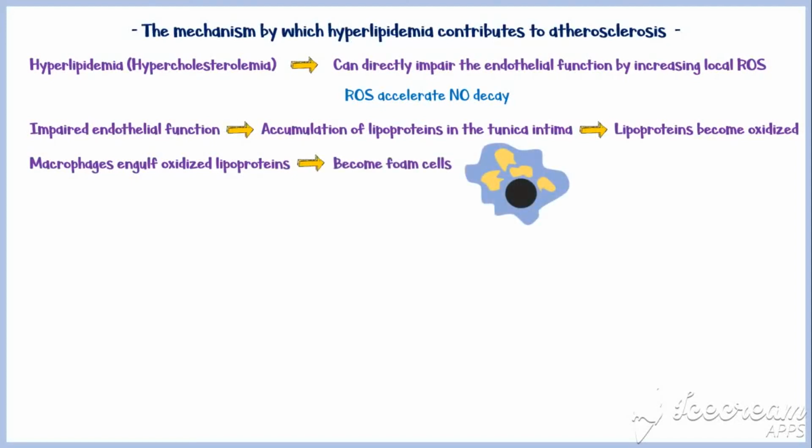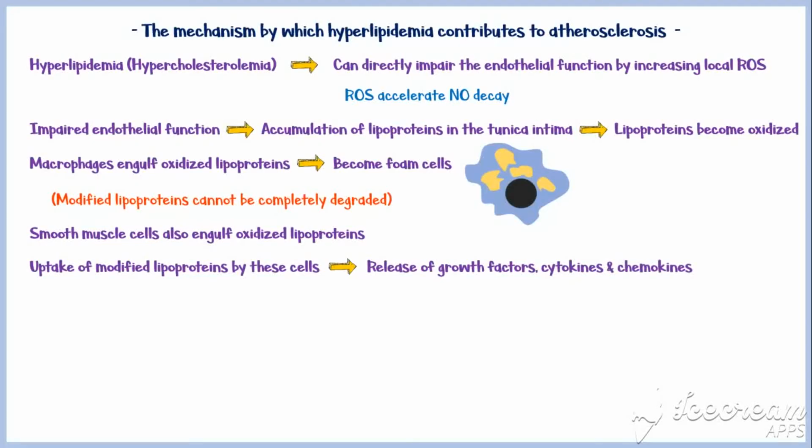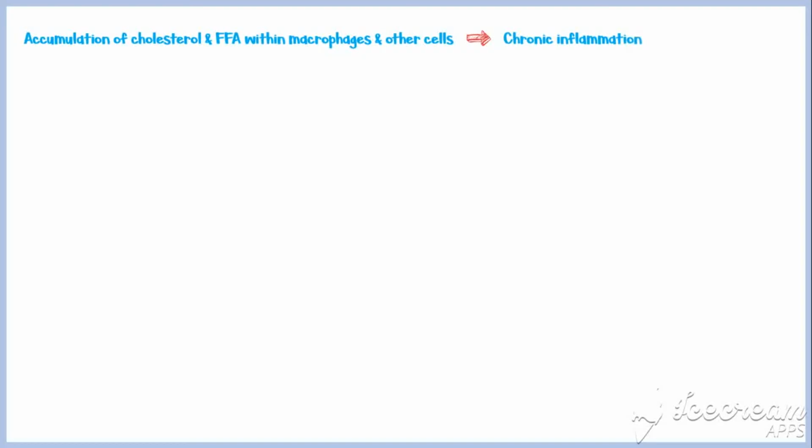As modified lipoproteins cannot be completely degraded, they tend to accumulate within macrophages. Smooth muscle cells also engulf these oxidized lipoproteins and become lipid-laden foam cells. Not only that, uptake of modified lipoproteins by these cells stimulates the release of growth factors, cytokines, and chemokines into the area, which creates a vicious cycle of monocyte recruitment and macrophage activation. Accumulation of cholesterol and free fatty acids within macrophages and other cells induces a chronic inflammatory response at the site.